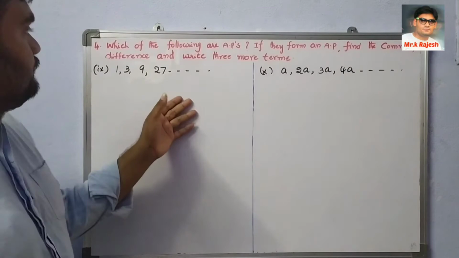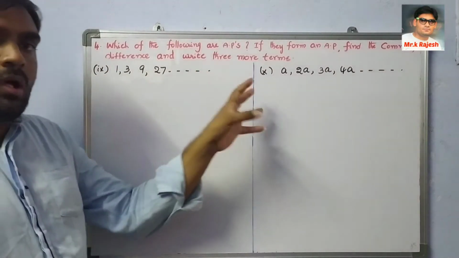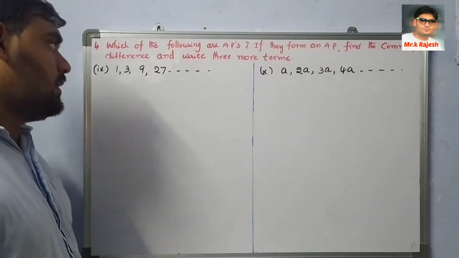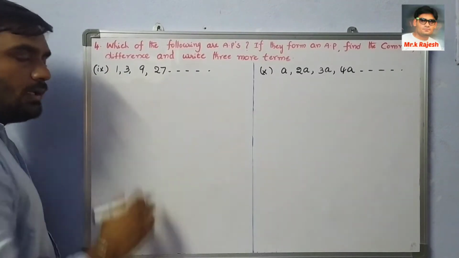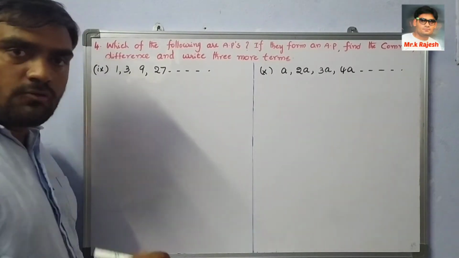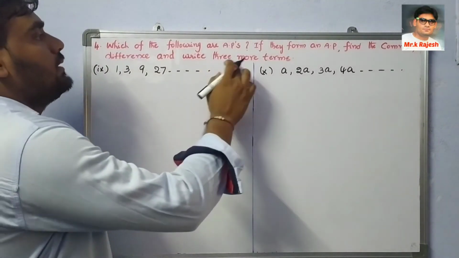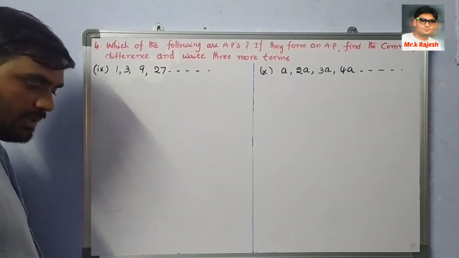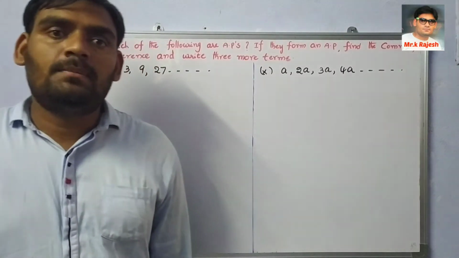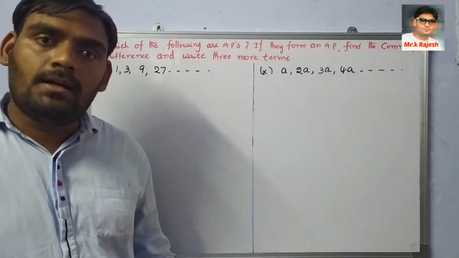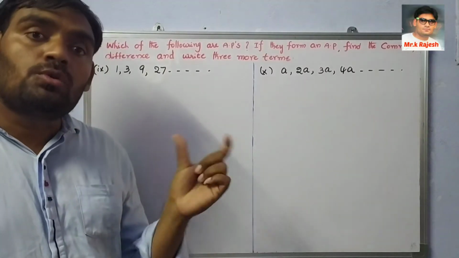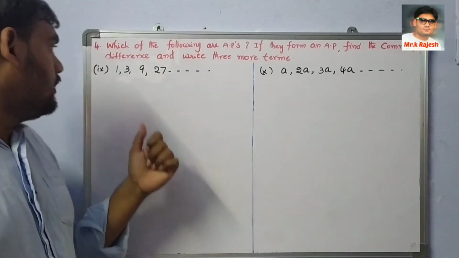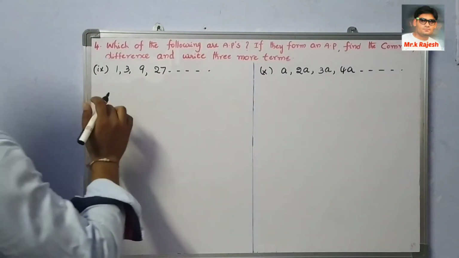Now coming to the ninth problem. 1, 3, 9, 27 and so on. We need to check whether this list of numbers forms an AP or not. If these numbers form an AP, we need to find the remaining three more terms. So here, first of all, we need to find the common difference. Common difference is nothing but the difference between a term and its preceding term, which should be the same, except for the first one. Each and every term should satisfy it. See here.